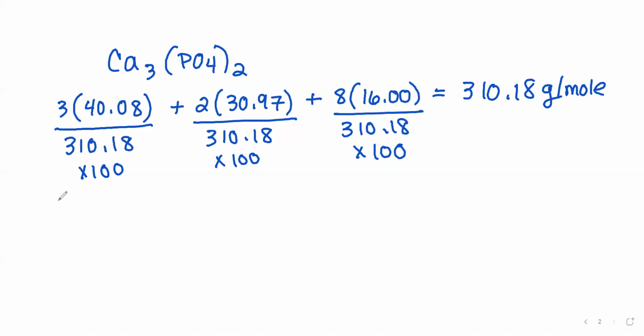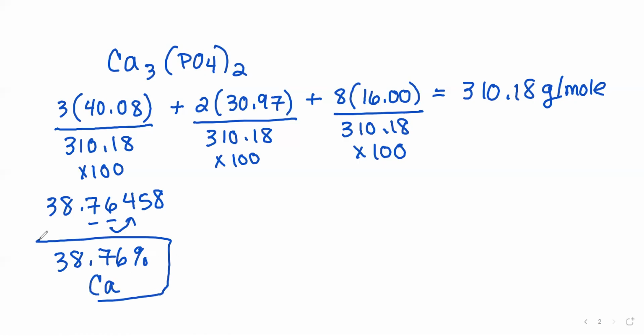And I get, and the part that I'm doing right now, you don't need to write down necessarily. I'm just showing you what my thought process is. So I need 2 decimal places. That 4 is not going to change anything. So it's just 38.76% for calcium. That's my first one.